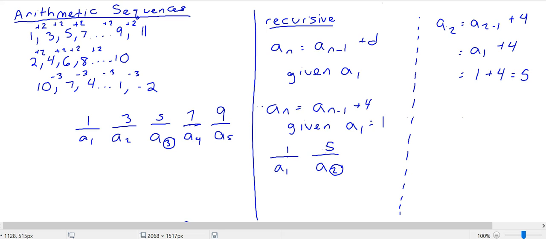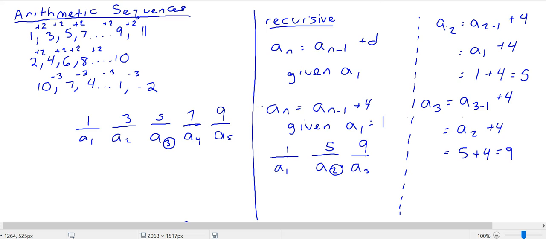So what did we do? Wherever we saw an n, we plugged in the place value of that term. To find the term in the second place, we plugged in a 2 for n. Then we simplified, and since we already have a sub 1, we're able to plug that in. Let's say we wanted to find a sub 3. Wherever we see an n, we're plugging in a 3. So a sub 3 is equal to a sub 3 minus 1 plus 4. A sub 3 minus 1 is a sub 2, plus 4. A sub 2 we already know is 5. 5 plus 4. So a sub 3 is equal to 9.